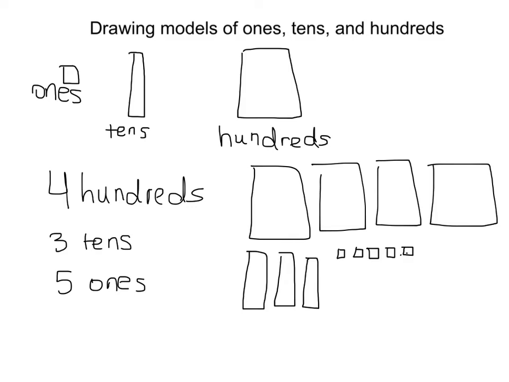Now we're going to say the number from the largest unit to the smallest unit. And this is 4 hundreds, 3 tens, and 5 ones. This number is also said as 435.